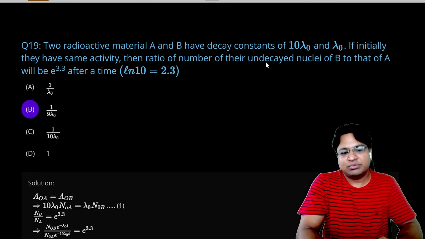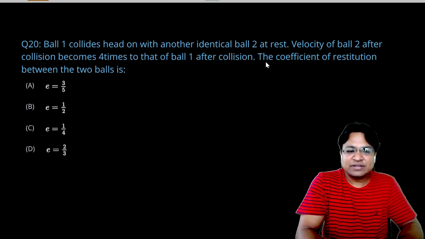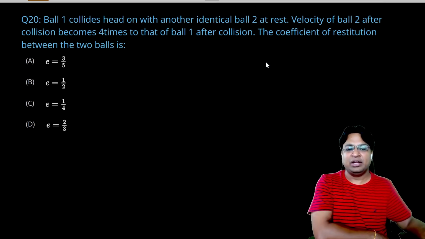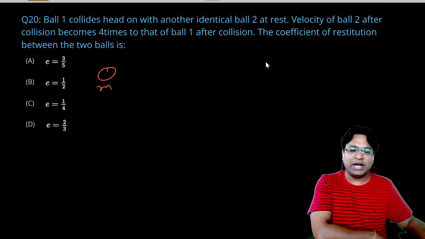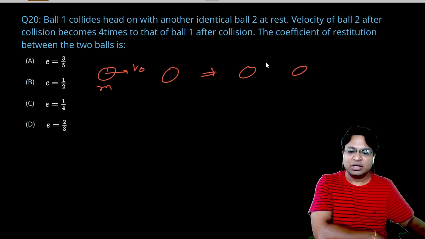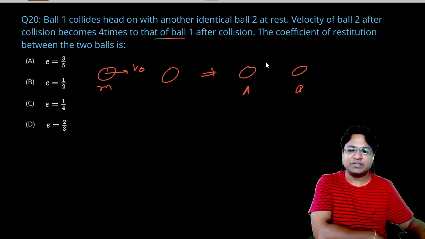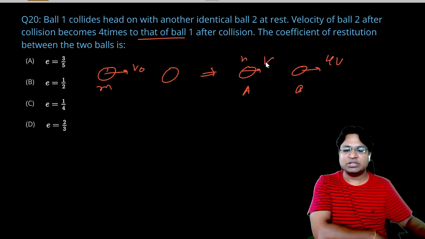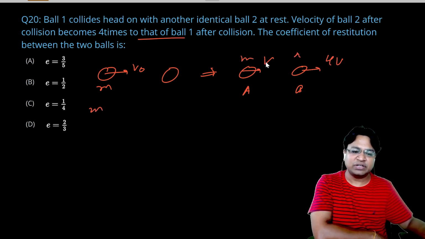So that was question number 19 for you. Next, we go to question number 20. It says ball A collides with another identical ball at rest, and once it happens, the velocity of B is 4 times that of A. So if the velocity of A is V, B has 4V. From momentum conservation, these balls are identical, so we will write m v naught is equal to m v plus 4 m v. So it becomes V is V naught by 5.